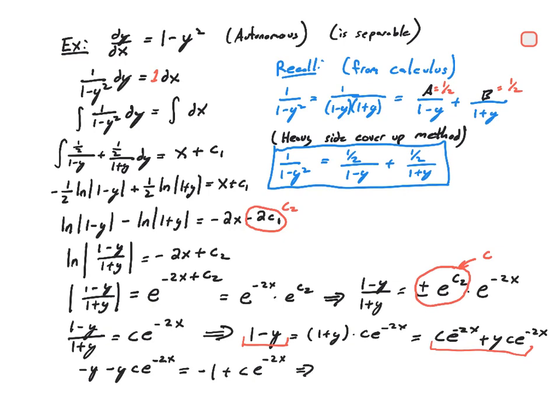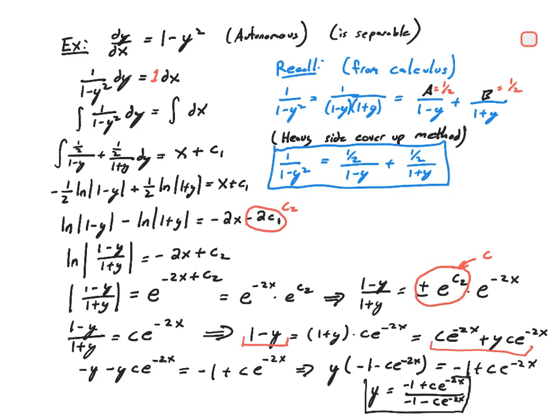And I'm going to factor out a y and then divide. So if I factor out a y on the left-hand side, I'm going to have y times negative 1 minus ce to the negative 2x is equal to negative 1 plus ce to the negative 2x. And my final answer for all this, after all the smoke clears, I probably could clean this up a little bit, but I'm running out of room, is just going to be y is equal to negative 1 plus ce to the negative 2x divided by negative 1 minus ce to the negative 2x.